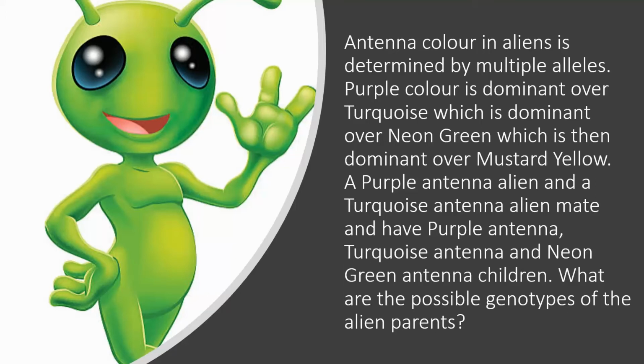So this is a bit of a reasoning question here. We're given a multiple allele problem with a hierarchy or an order of dominance, and we have to figure out, first of all, what the alleles are and what order they go in. Then, based on the children, we have to figure out the possible combinations of alleles and genotypes for the parents.